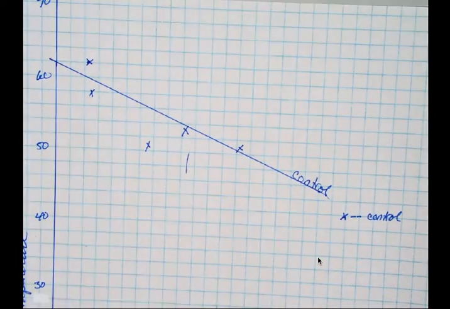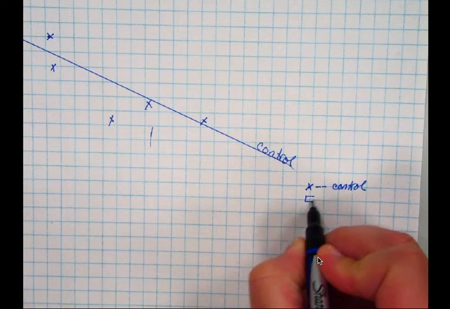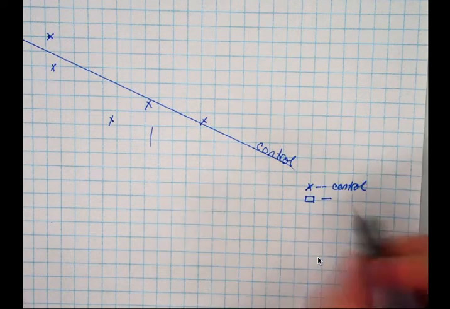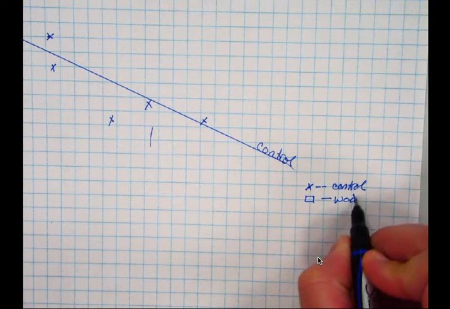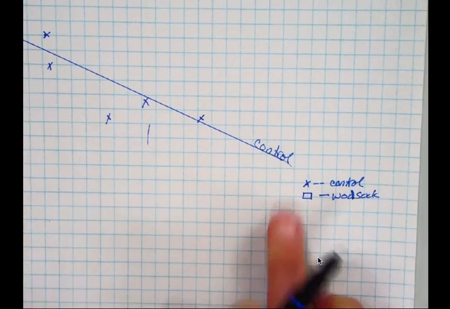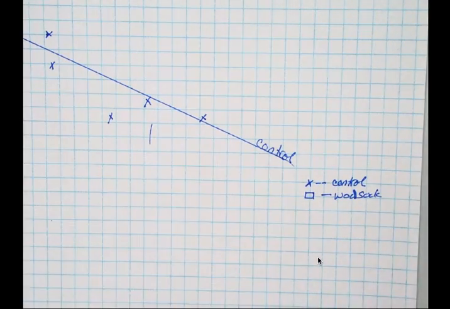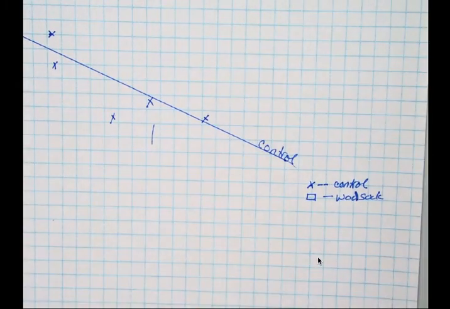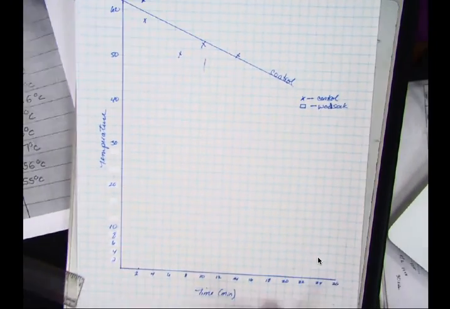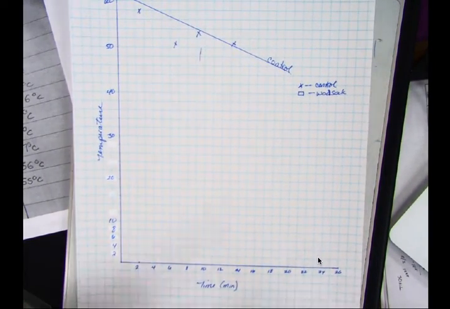Now I'm going to switch colors, switch shapes. Maybe for the wool sock, I'm going to use squares instead. I didn't do a dashed line, that's all right. But I'm going to keep going on until I have 5 lines drawn, or 1 line per insulator. Do your best. Bring questions tomorrow to class.